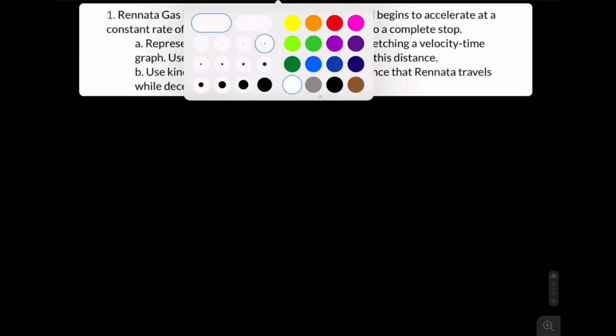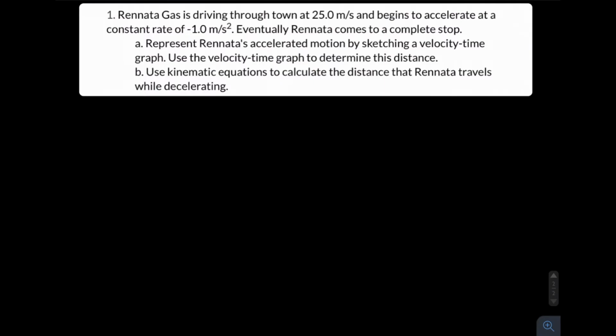All right, so here's our practice problem. Here we see there's a person who is driving through the town at 25 meters per second, so that's our initial velocity, and then they began to accelerate at a constant rate. So this is our constant acceleration, and they're actually accelerating in the negative direction. I'll talk about what that actually means. Then it says they eventually come to a stop. First we want to represent a velocity versus time graph and use that to determine the displacement and or distance traveled. And the second part just wants us to prove if that's actually the right way of doing it. So let's first talk about this.